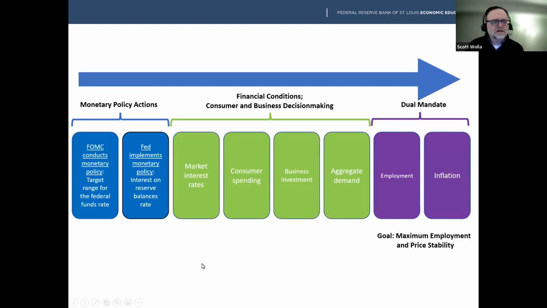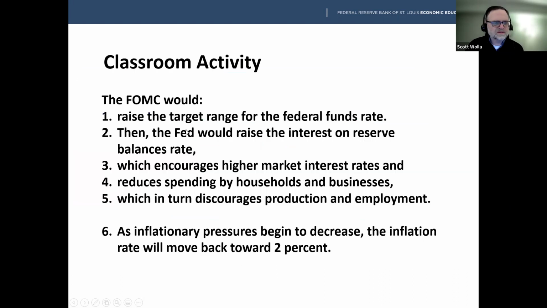Again, if you use the lesson version, which I'll show you where to find, you would have students in the front of the class with these cards, and they would raise and lower the cards to show how the different variables are impacted. And it would look something like this. The FOMC would raise the target range for the federal funds rate. Then the Fed would raise the interest on reserve balances rate.